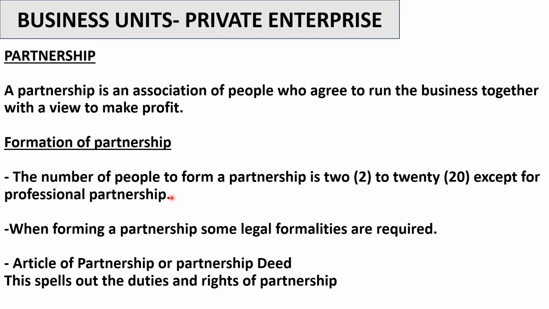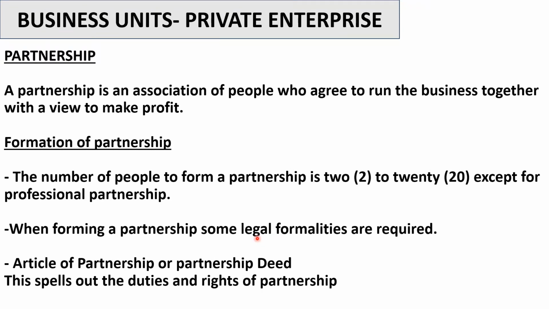Again, it shouldn't be one person. You can't be a partner to yourself. It needs 2 people or more, but the maximum number should be 20. Anything more than 20 is not a partnership. Other than that, when forming a partnership, some legal formalities are required. You can't just agree by word of mouth that you're partners. Even if you are best friends, even if it's husband and wife, you can't just agree, because these things have consequences. You need some legal formalities in place for that partnership to exist. Otherwise, it's not a partnership.